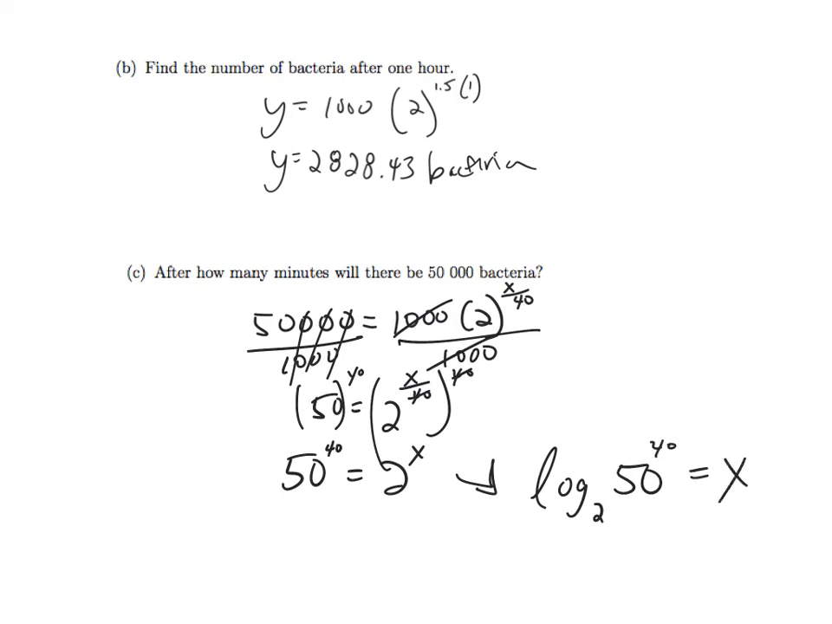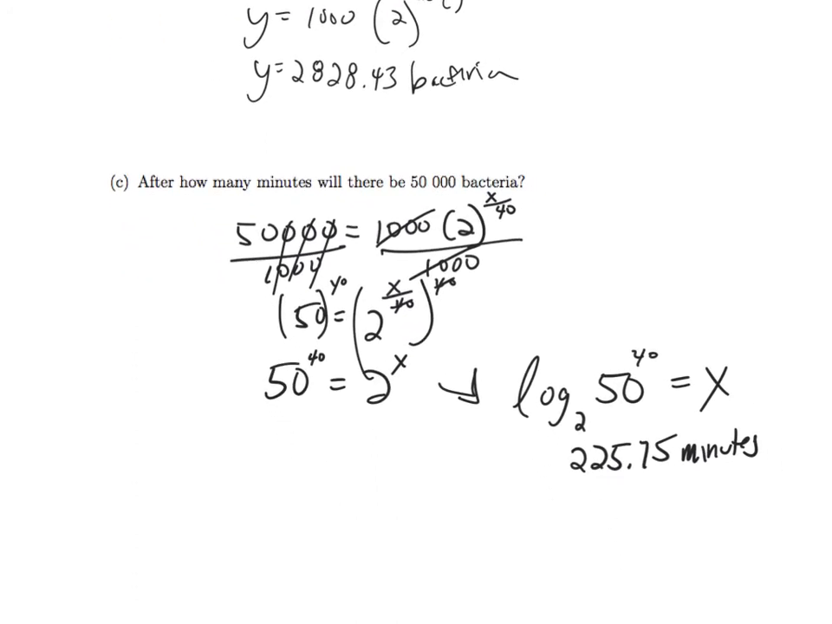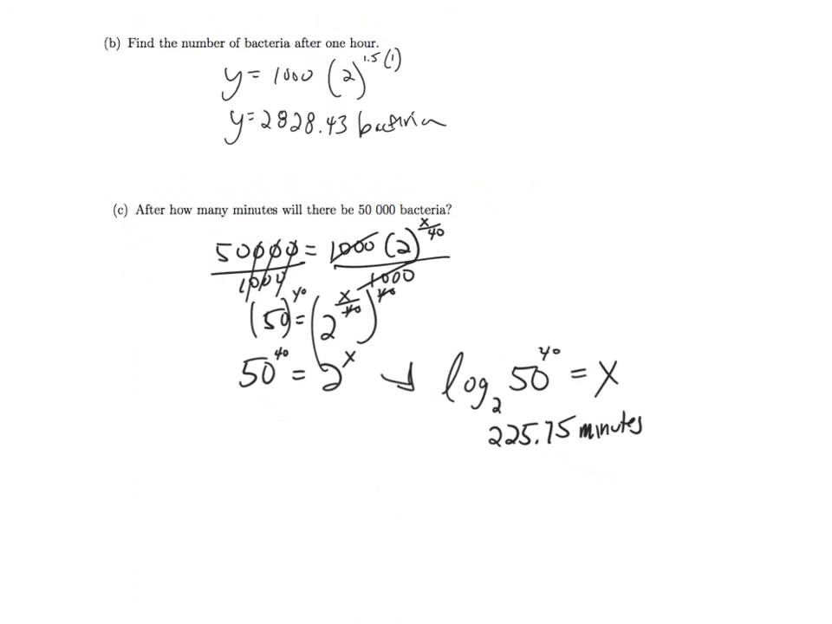I'm going to put that in my calculator. Log base 2 of 50 raised to the power of 40. That gives me 225.75 minutes. Just like with all of our other equations, you could have taken a different journey and ended up at the same destination.